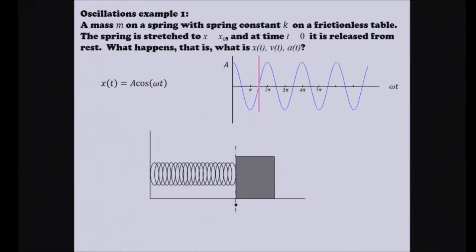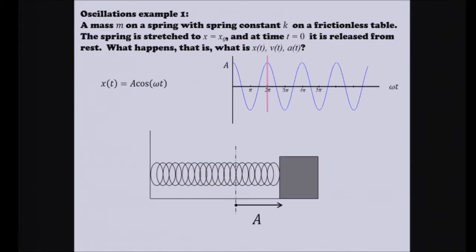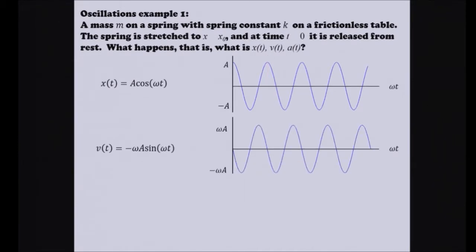And then so on at 3 pi over 2, 2 pi. It's going to repeat this motion over and over again, going back and forth. But now let's look at the velocity. Let's just make sure these equations actually make sense.